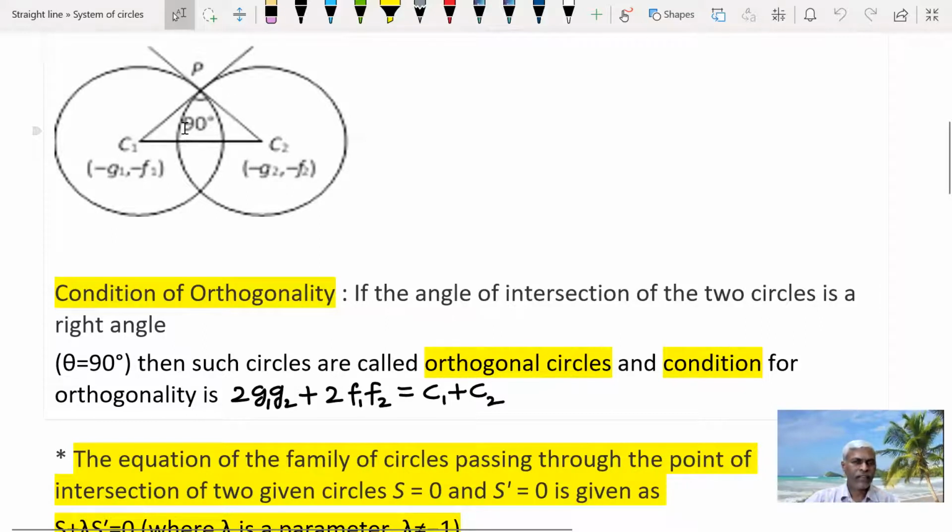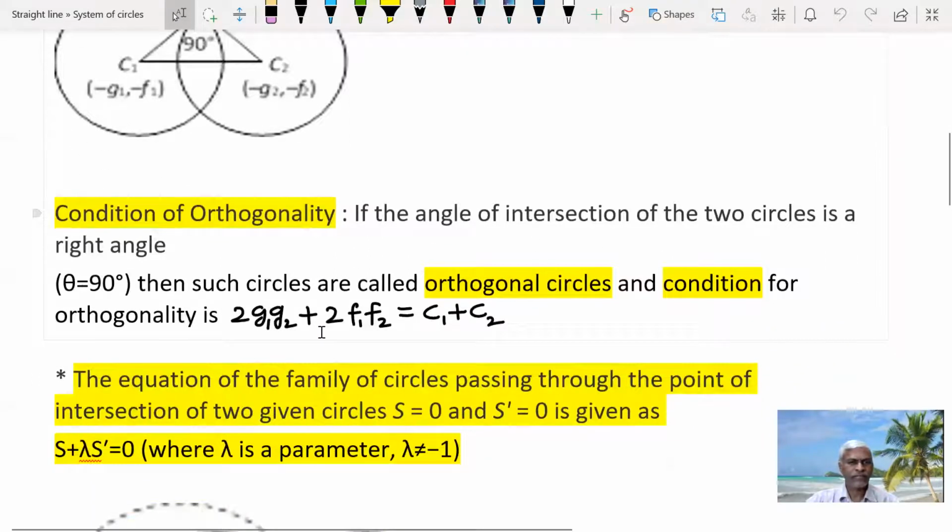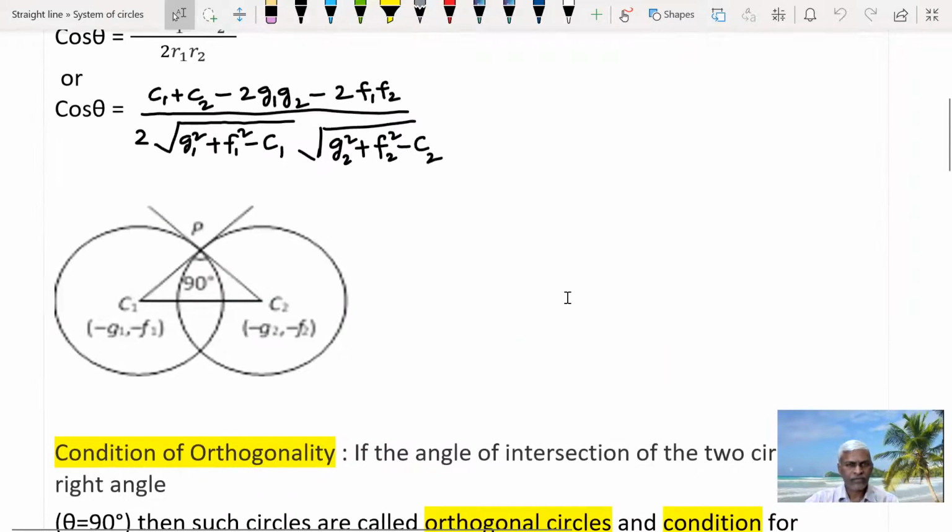If the angle is 90 degrees, then they are called orthogonal to each other. లంబ వృత్తాలు అంటాం, వాటి మధ్య కోణం 90 డిగ్రీలు అయితే. కండిషన్ ఆఫ్ ఆర్థోగోనాలిటీ, లంబ వృత్తాలు కావడానికి నియమం. If the angle of intersection of the two circles is a right angle, that is 90 degrees, then such circles are called orthogonal circles. And condition for orthogonality is 2g1 g2 plus 2f1 f2 is equal to c1 plus c2.